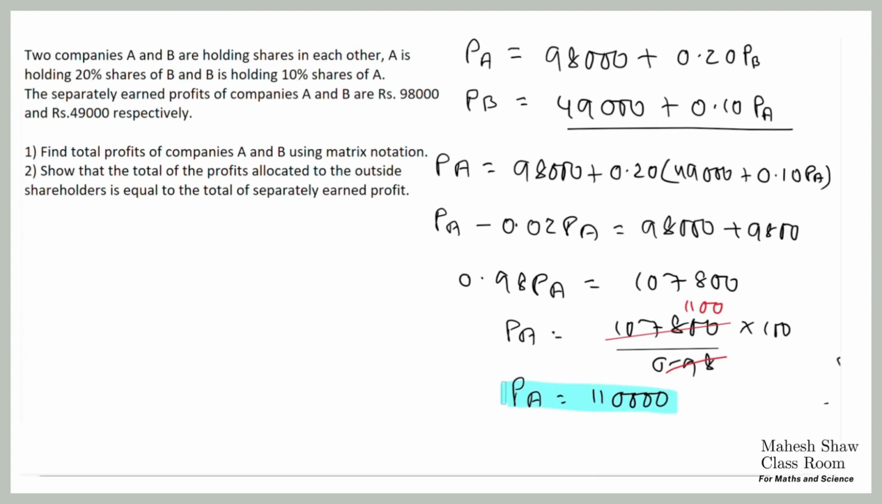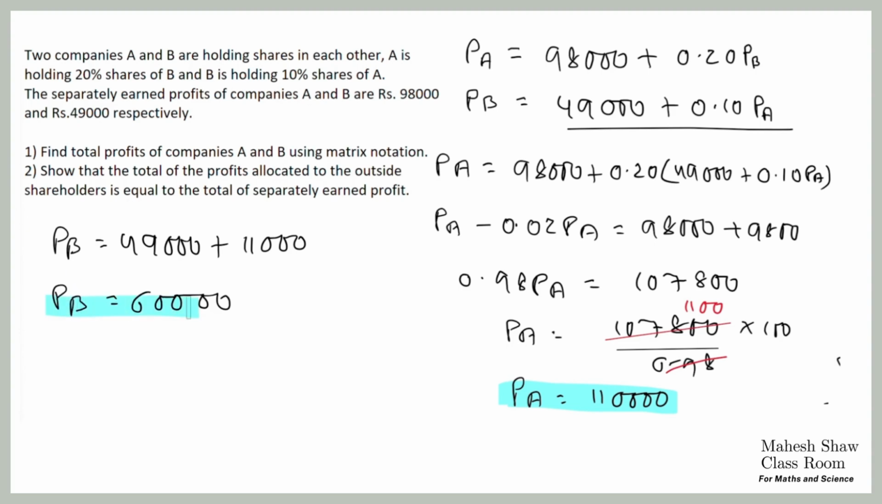Now once we have obtained PA, we can obtain PB by placing PA over here. So PB is 49,000 plus 10% of this. And 10% of this will be one zero less than this, which comes out to be 60,000. Now we have the profit earned by company B.